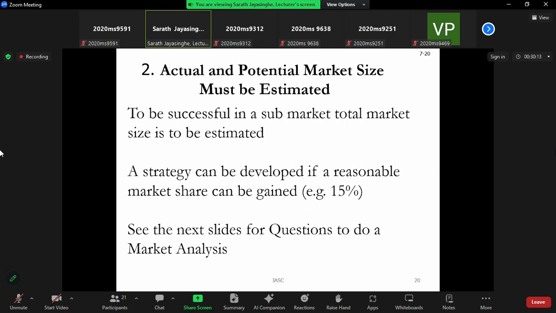So at the beginning, number 2, you have to decide market size. To be successful in the stock market, the total market size has to be estimated, right? So a strategy can be developed if reasonable market share can be gained. The total market is there, for example, the education market or bicycle market or whatever, right? Then you have to think about the size of the market and sub-market. Then you have to think about what percentage you can get.